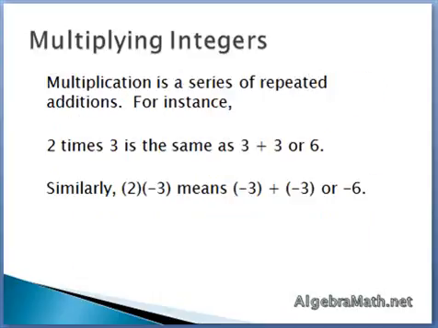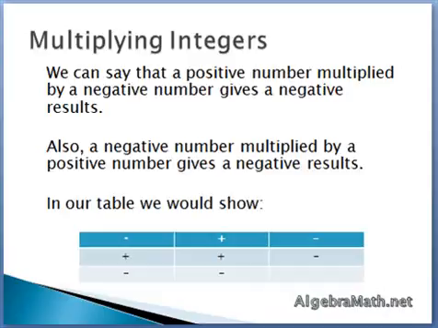Multiplication is actually a series of repeated additions. For instance, 2 times 3 is the same as 3 plus 3, or 6. I add 3 to itself a total of 2 times. Similarly, 2 times a negative 3 means a negative 3 plus a negative 3, or a negative 6 as a result. We can say that a positive number multiplied by a negative number gives a negative result. Also, a negative number multiplied by a positive number gives a negative result.